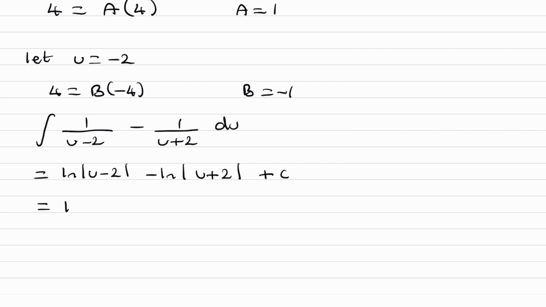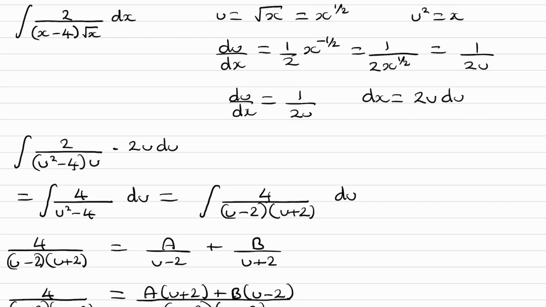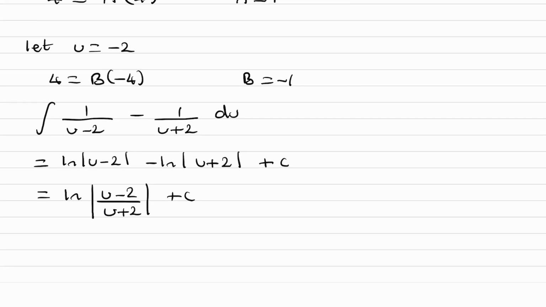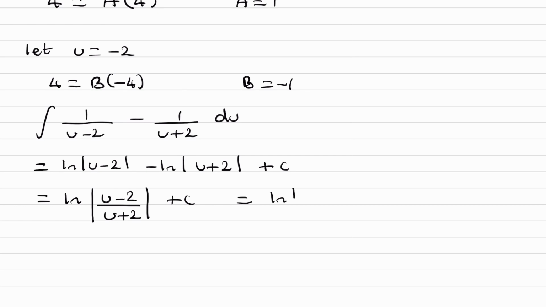We can then use the division rule. This becomes ln of u minus 2 over u plus 2. And then we can replace the u back with root x to then get our final answer, which would be ln of root x minus 2 over root x plus 2, plus c.